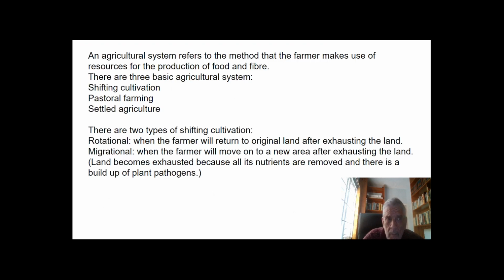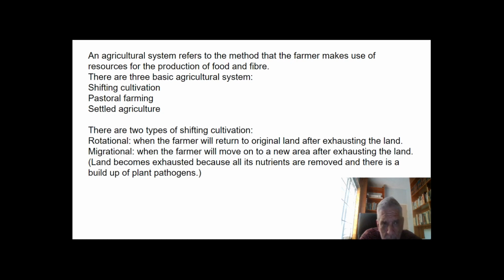So an agricultural system refers to the method that the farmer makes use of resources for production of food and fiber. And there are basically three types of agricultural system. Shifting cultivation, where we grow crops in one area and then move. Pastoral, where we move with the animal. And then settled.